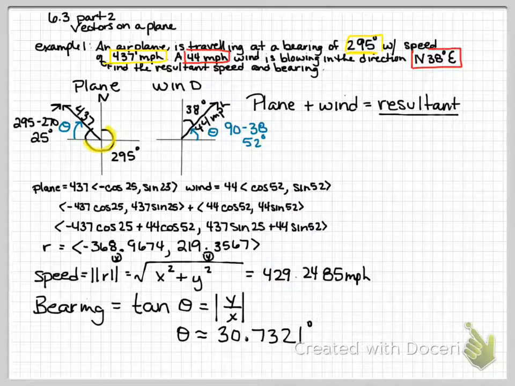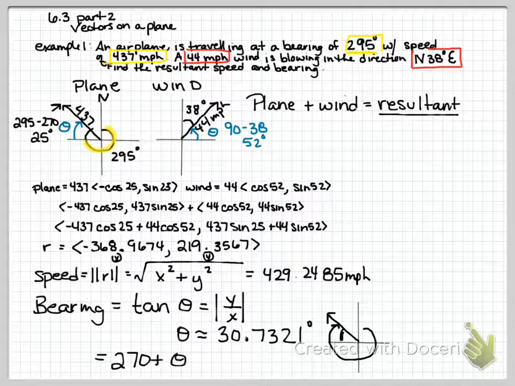Now, here's where it gets a little complicated. That's the reference angle. That's not our official bearing. Because our bearing is in the second quadrant, we have to go all the way from the top. So our bearing says we're over here. This is our theta. So we have to go all the way around. So we're going to add 270 to our theta. And that's going to give us our final bearing. So the plane has a bearing of 300.7321 degrees. Okay, so that's the first example. Let's go on to the second.